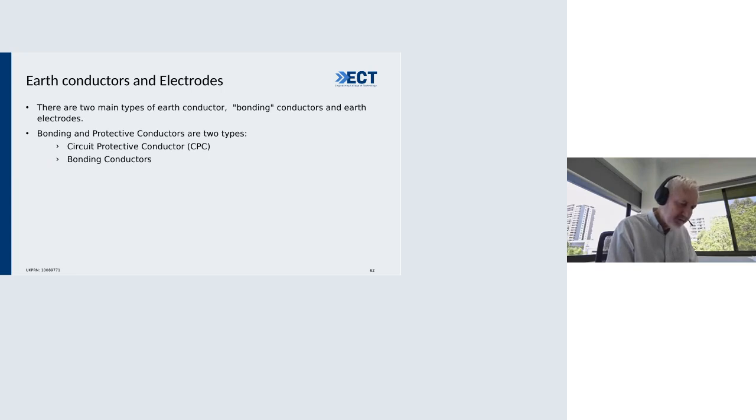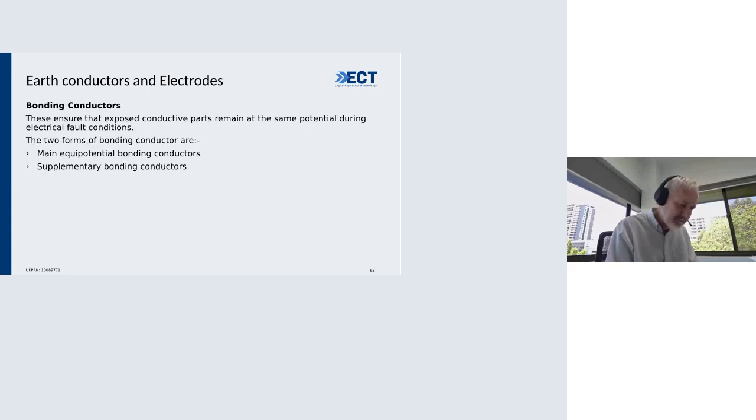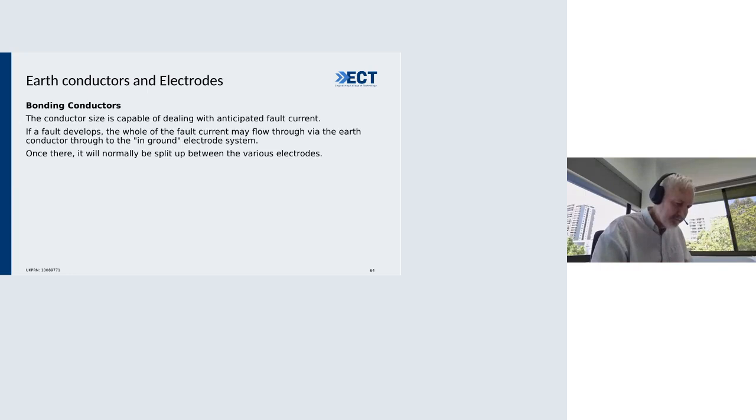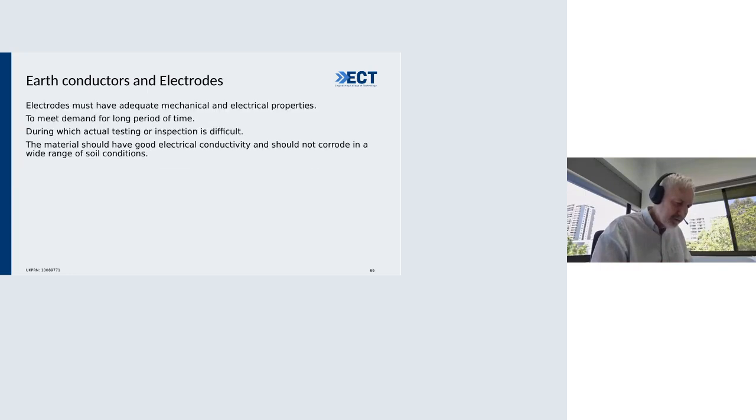Bonding conductors and earth electrodes, two main types of earth conductor. And obviously the idea with earthing is to try and make sure that your earth stakes in the ground are as low impedance as possible. So I won't go into earth electrodes; a very good standard is IEEE 80.